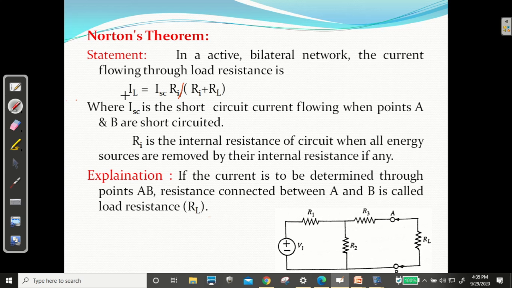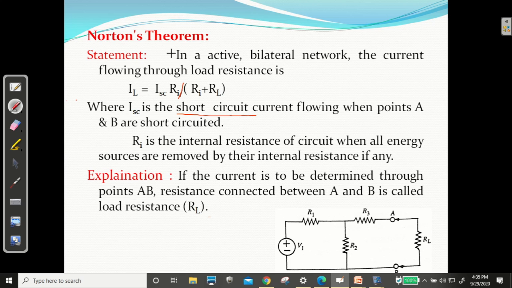That is the statement: IL equal to ISC into Ri upon Ri plus RL, where ISC is the short circuit current flowing between points A and B when points A and B are short circuited. Clear? And Ri is the internal resistance of the circuit when all energy sources are removed by their internal resistance, if any. This is the explanation. So see here, this is the statement.